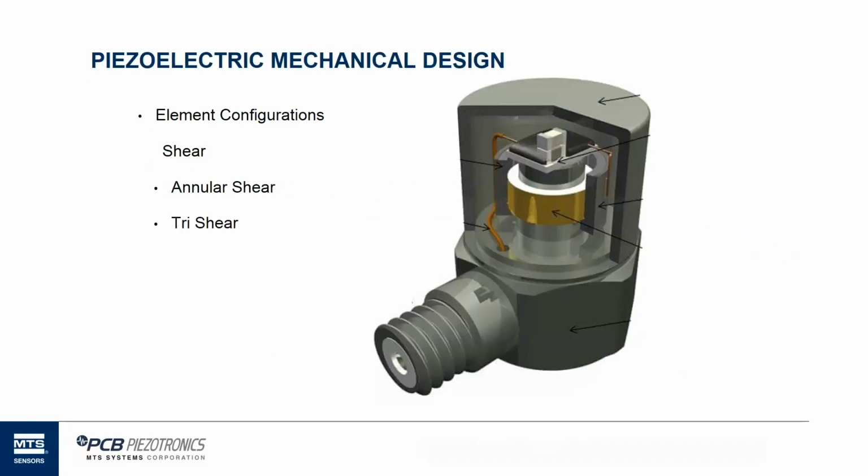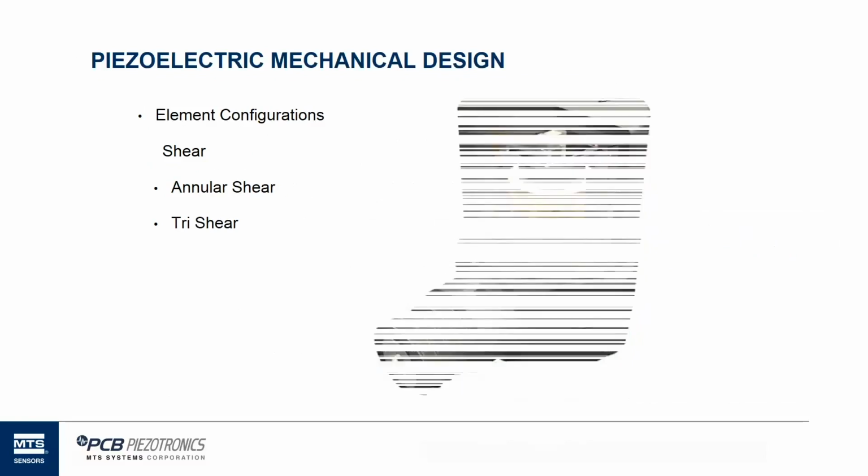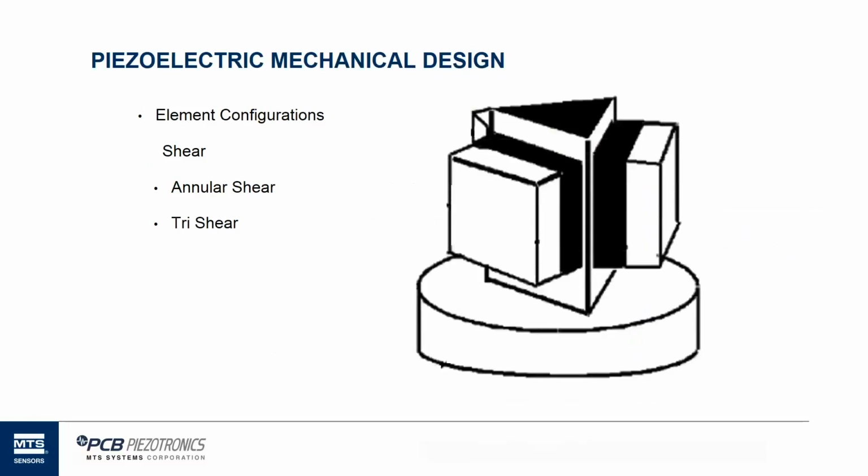And then the tri-shear version looks like this. This diagram shows this post goes from a cylinder, the mechanical post, to a triangle on the plan view. And we're able to put a crystal on each side of that triangle and a mass on each side of that triangle. It does a couple of things.